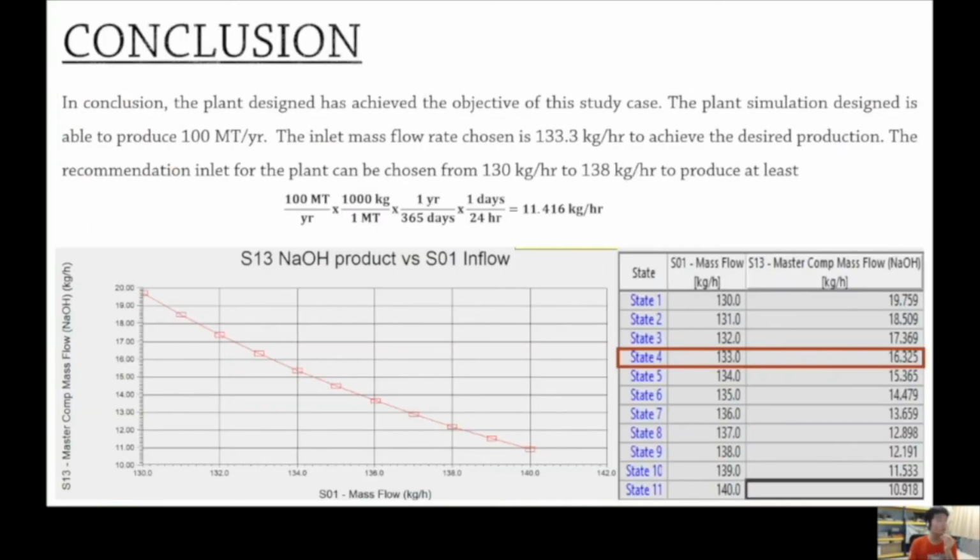So in conclusion, the plant design has achieved the objective of this case study. With the aid of UniSim, the plant simulation designed by us was able to produce 100 metric tons per year of NaOH. A graph of NaOH product in the final stream S13 versus mass inflow in the initial S01 stream was plotted below, and conversion of 100 metric tons per year into 11.416 kg per hour was also carried out. The inlet mass flow rate chosen in our simulation is 133.3 kg per hour, which was able to achieve the desired production of 100 metric tons of NaOH. The recommended inlet for the plant can be chosen from 130 kg per hour to 138 kg per hour to produce at least 100 metric tons per year.